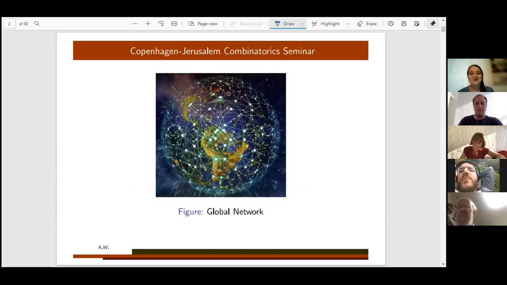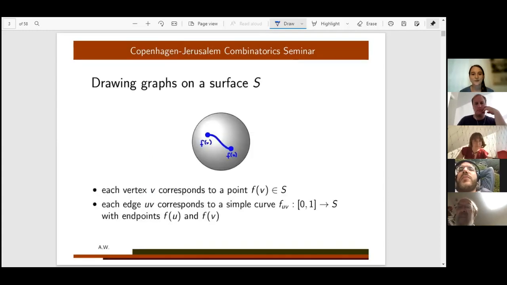So the first motivation to study graph drawings on the sphere is because a lot of graph drawings naturally are on the sphere, on the globe. Like, for example, here, communication networks or flight networks. So that is one motivation, but there's also a very good mathematical reason. I'll come to that in a minute.